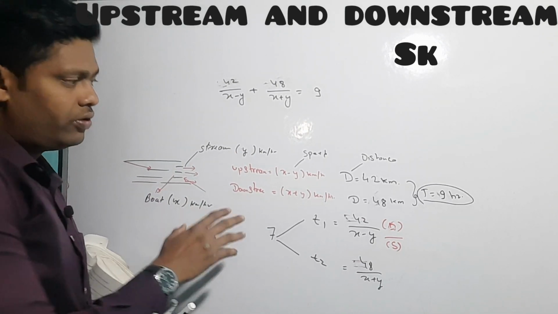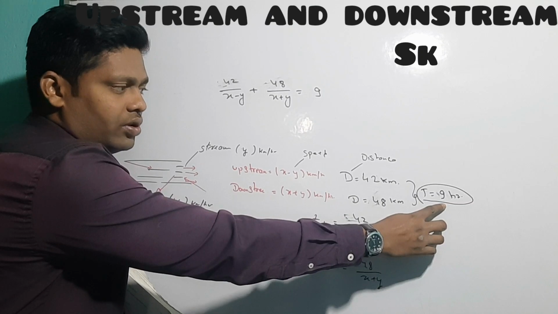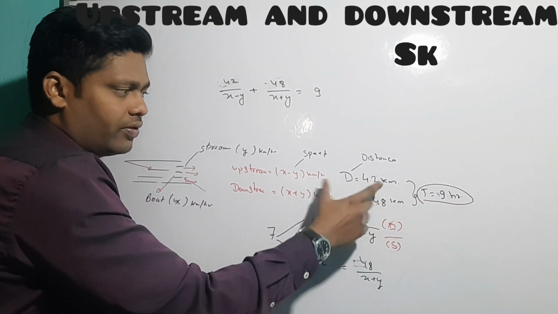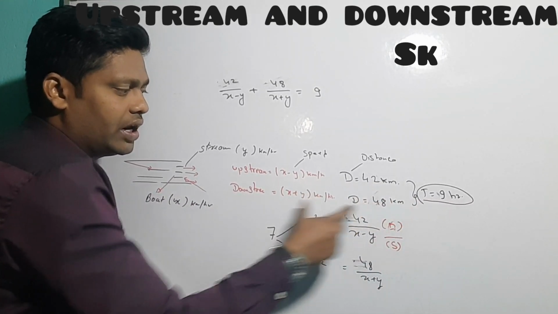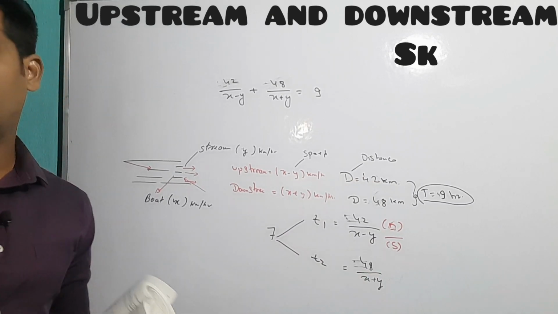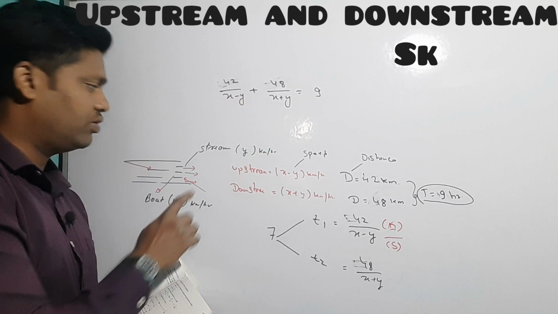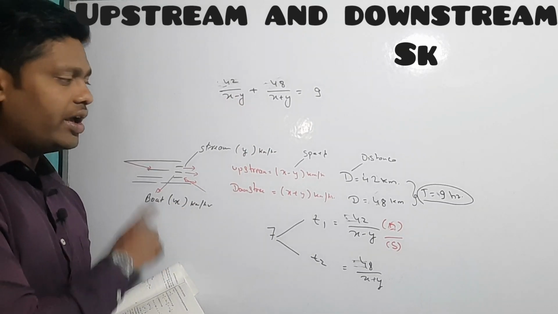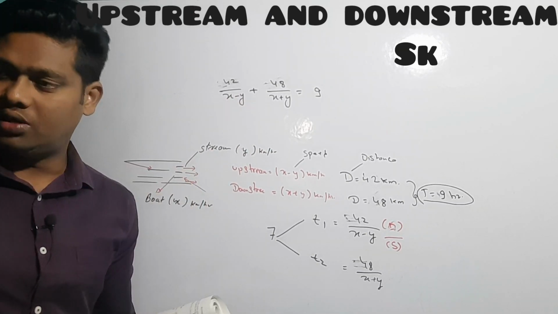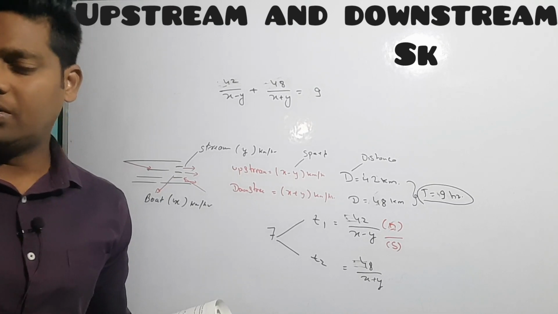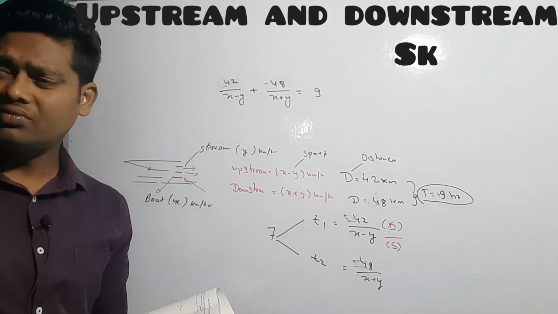So this is the time. This is made up of these two. From here I have taken out the time. From here I have taken that, equal to this one. Simple. Form an equation. This is upstream and downstream. When you solve, you will get the answer x and y. X will be the speed of the boat, and y will be the speed of the stream or the current. Sometimes they will tell you the speed, sometimes it will be current.